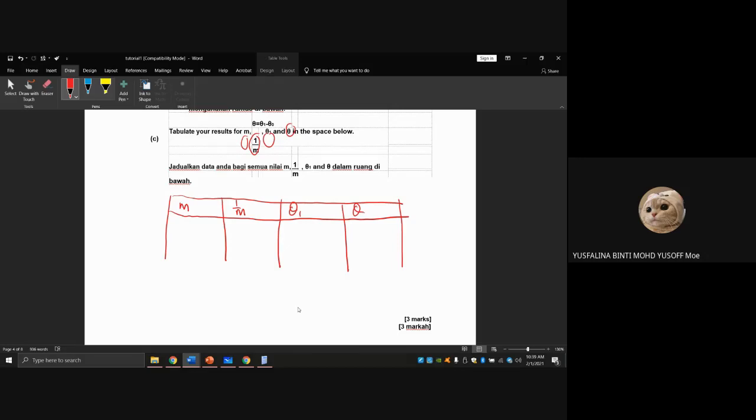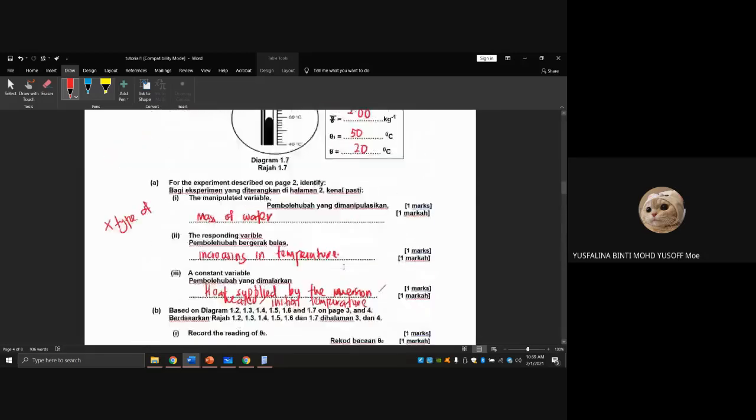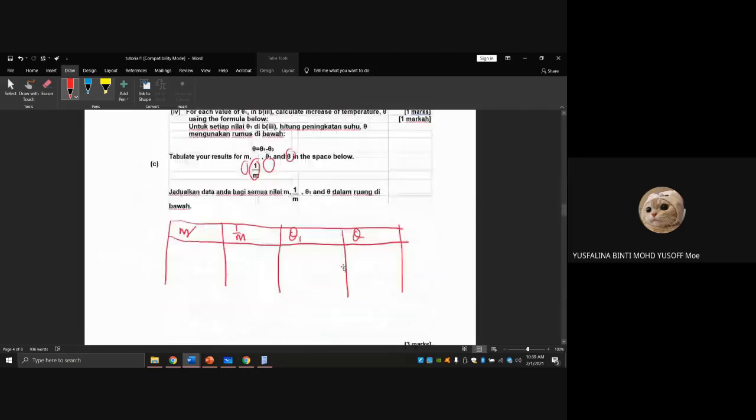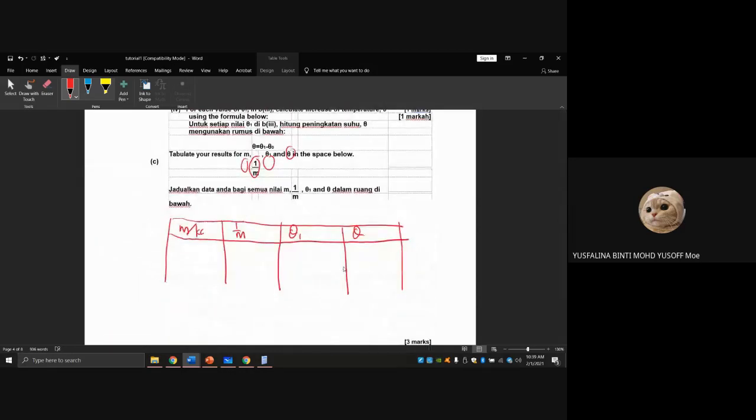It's not finished yet. You must have a symbol and unit. The unit of M is already on the diagram given to you: M is in kg. 1 over M is kg negative 1. Theta 1 is in degrees Celsius and this one is also in degrees Celsius. After that, you copy back all the values from the diagram.